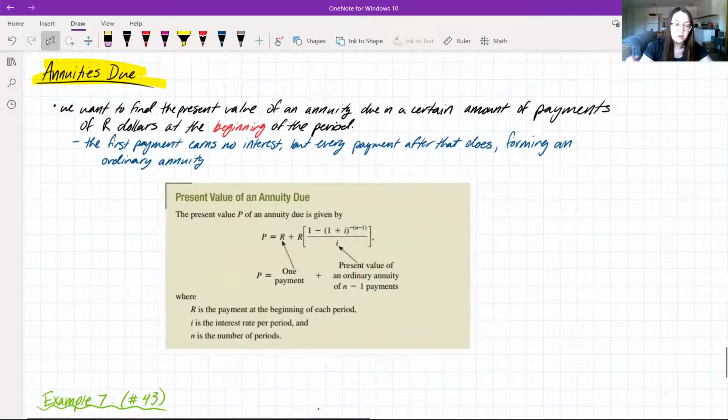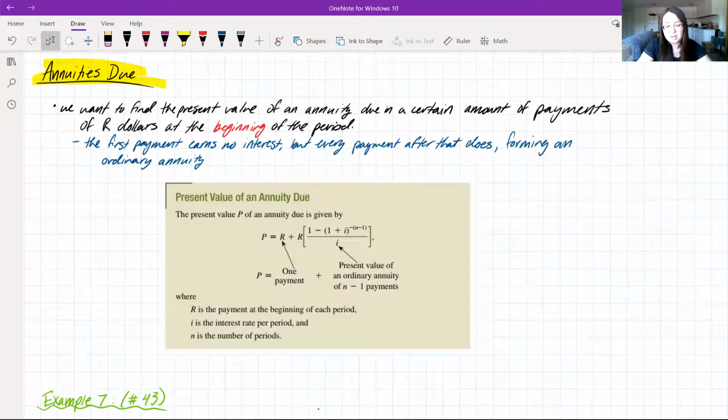All right, so now we're going to talk about annuities due. So we want to find the present value of an annuity due in a certain amount of payments of R dollars at the beginning of the period. What we just talked about was paying a certain amount of payments of R dollars at the end of the period. So now we're going to do the beginning of the period. So the first payment always earns no interest, but every payment after that does, forming an ordinary annuity. So our very first installment doesn't earn interest, but every installment after that earns interest.